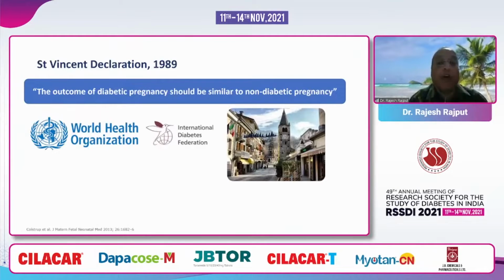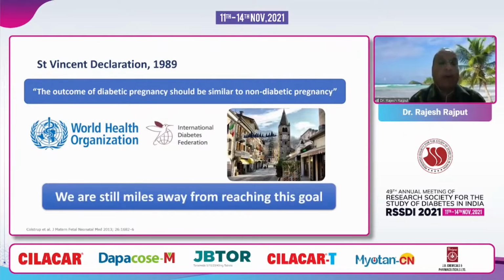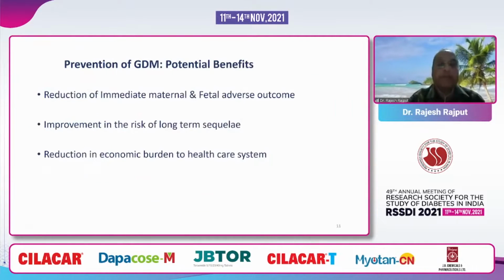And based on all this information which is available to us, in the St. Vincent Declaration, it has been said that the outcome of diabetic pregnancies should be similar to non-diabetic pregnancy. However, unfortunately, we are still miles away from reaching this goal, and we have to do a lot of things in terms of prevention and management of GDM. And I am going to discuss only prevention of GDM.